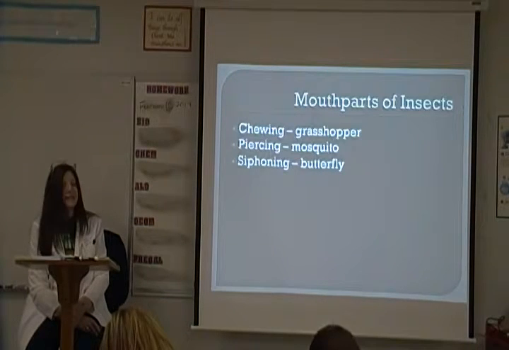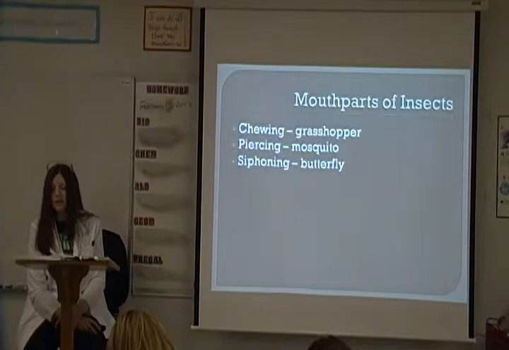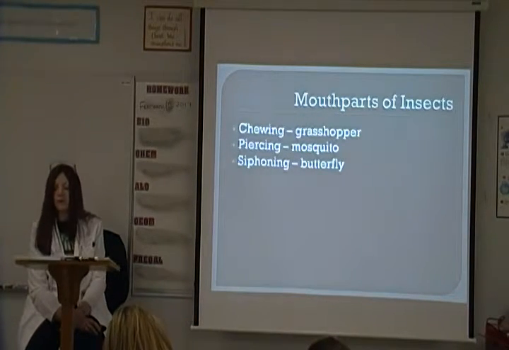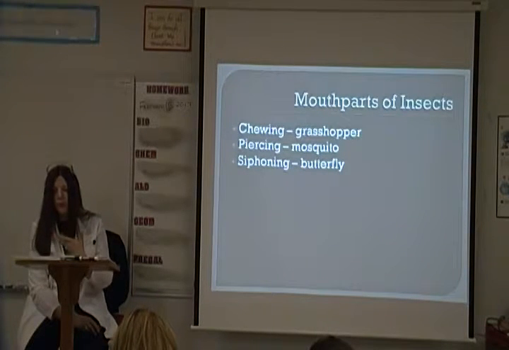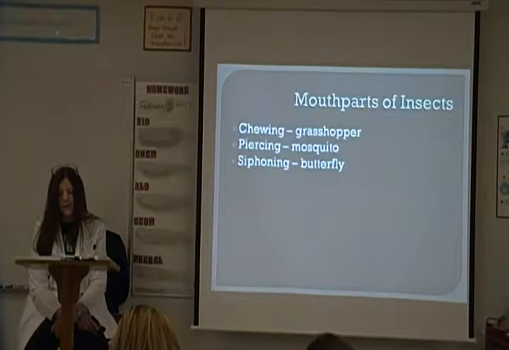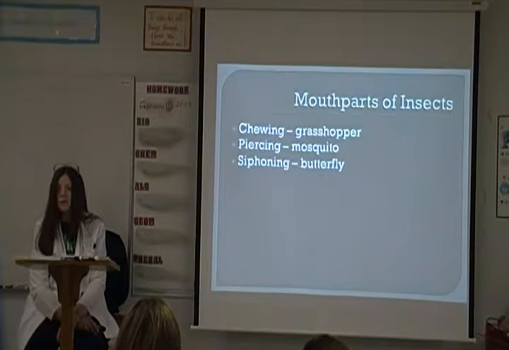A third type of mouth is a siphoning mouth. Siphoning would be found in butterflies because they feed on the nectar. They have a long siphoning tube that they keep rolled up while they're not feeding.